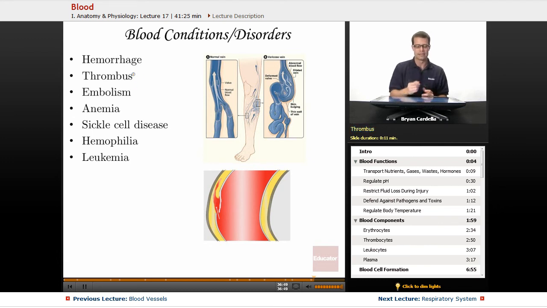A thrombus is a blood clot that shouldn't be there, and if it gets dislodged and eventually moves along through the bloodstream, that's an embolus. And an embolus that gets caught becomes an embolism. Depending on where the embolism happens, that can restrict blood flow to the lungs, to the heart, to the brain, and it could result in a fatality.